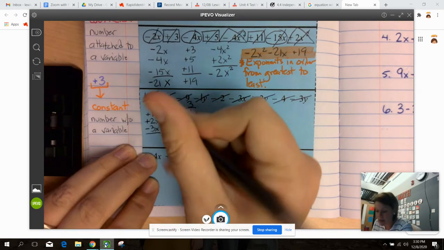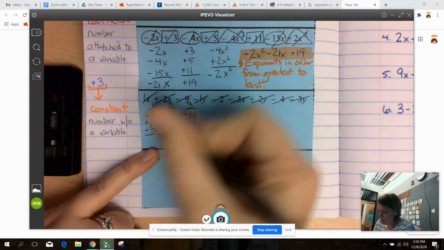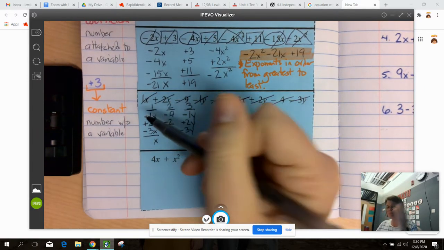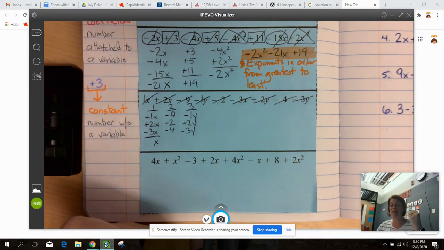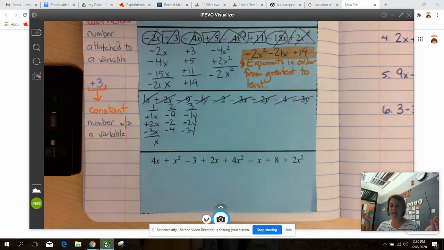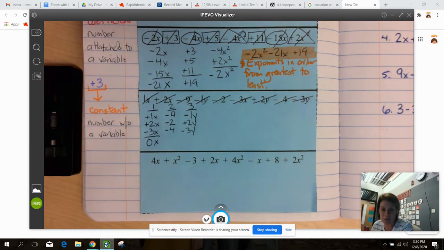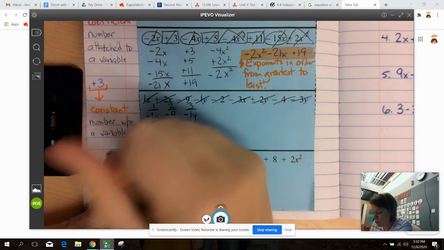So let's combine these. All right, I have a positive 1 and a positive 2. We know our x is going to go here. Positive 1, positive 2 is going to combine to be 3, positive 3. And then I have a negative 3. Remember, positive 3 and negative 3 are opposites, so it's going to combine to be a 0. 0 goes there. Okay, and we'll talk about that in just a second.